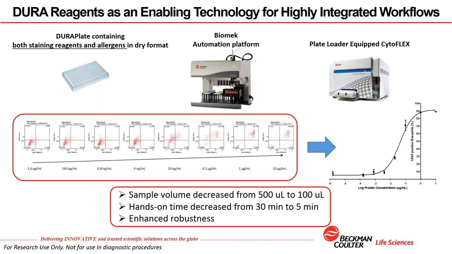much higher streamlining properties, so that flexibility and throughput could be modulated as a function of the needs of different laboratories. What is also important to consider is that in that case, not only the staining reagents have been dried and formatted in this dry and room temperature stable format, but we're also showing that we can dry together with our flow cytometry reagents the allergenic extract.